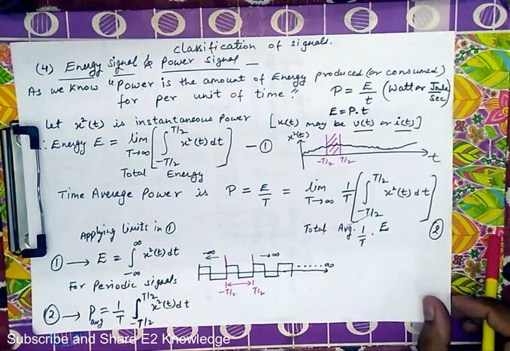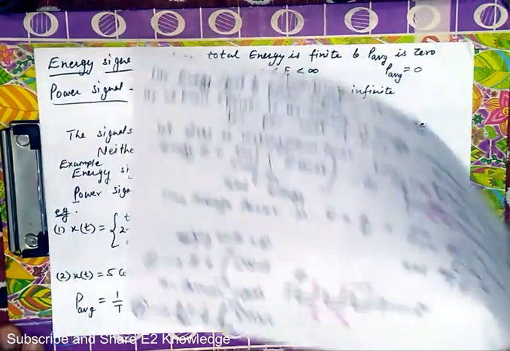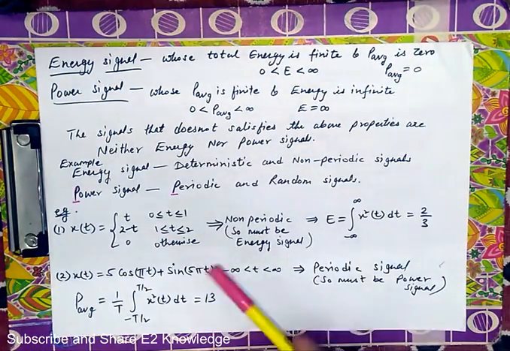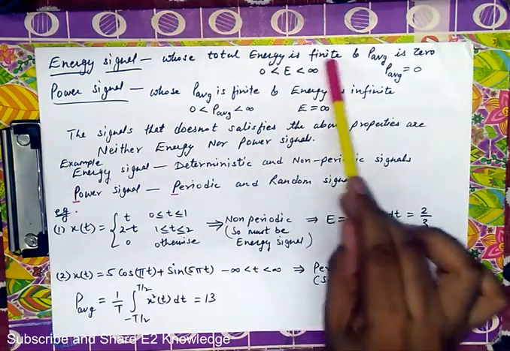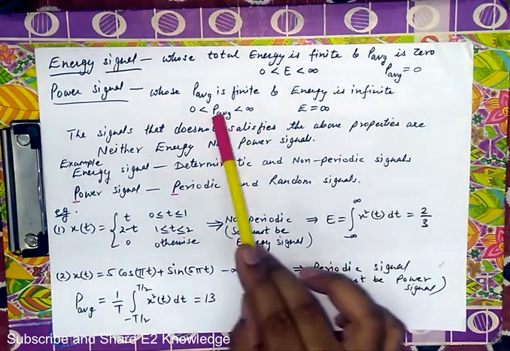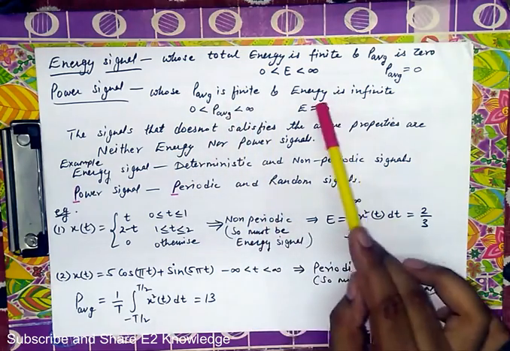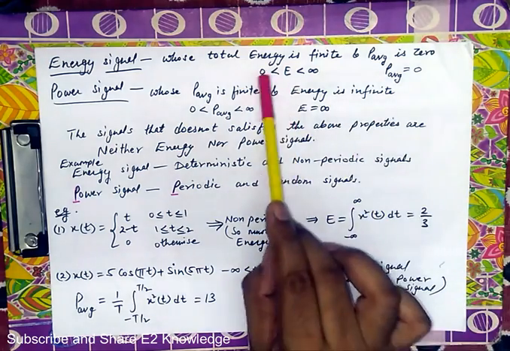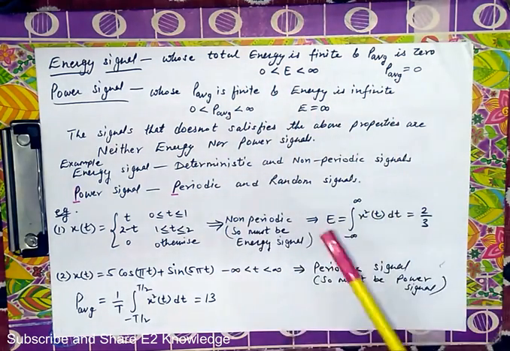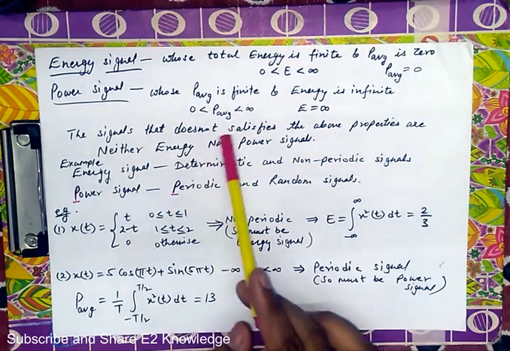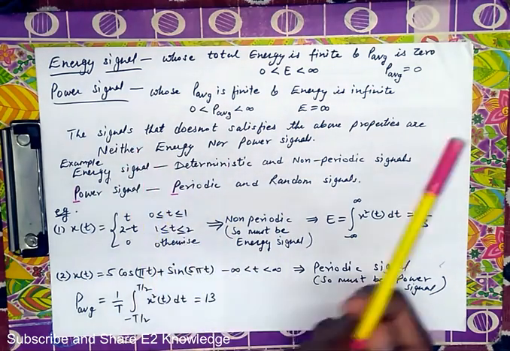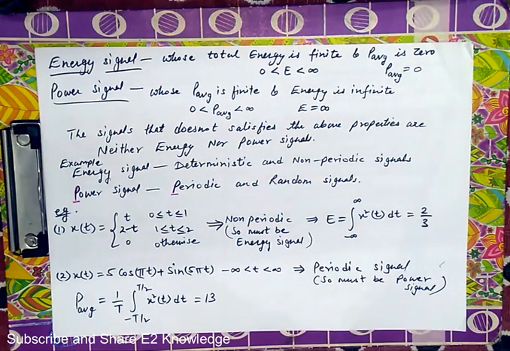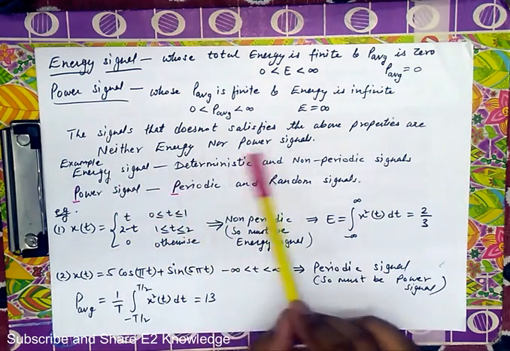Now the definition of energy and power signals. Energy signals are those signals whose total energy is finite and average power is zero. That is, energy should be finite and average power should be zero. And power signals are those signals whose power is finite and energy is infinite. It is natural that we will find the first component, and the second component will automatically appear. The signals that do not satisfy the above properties are neither energy nor power signals. It means there are signals which may be neither energy nor power. It is not necessary that every signal should be an energy or power signal.